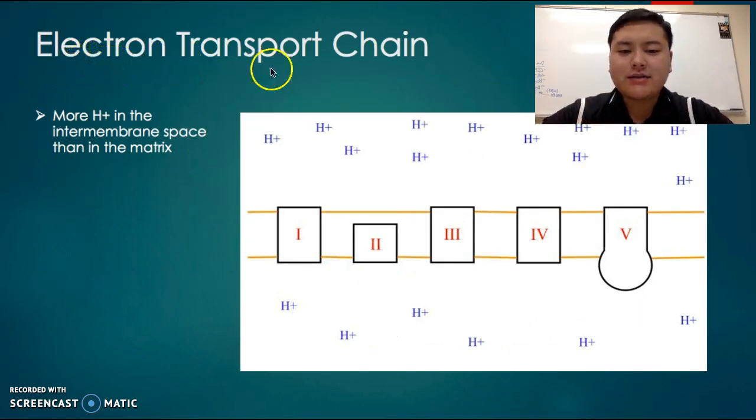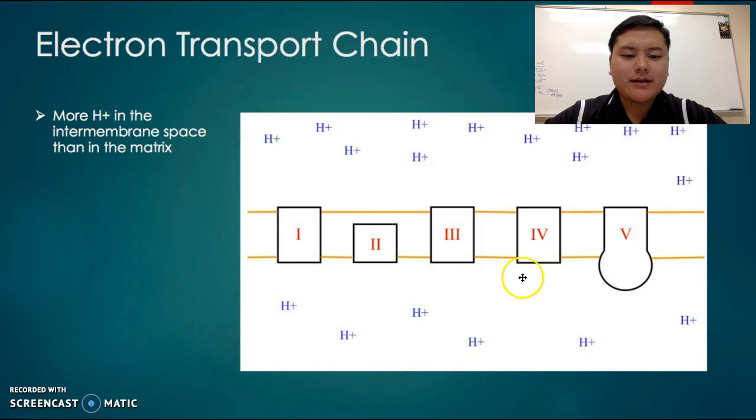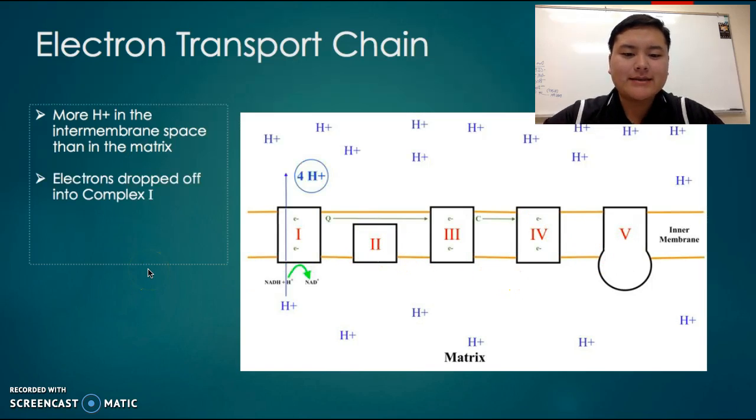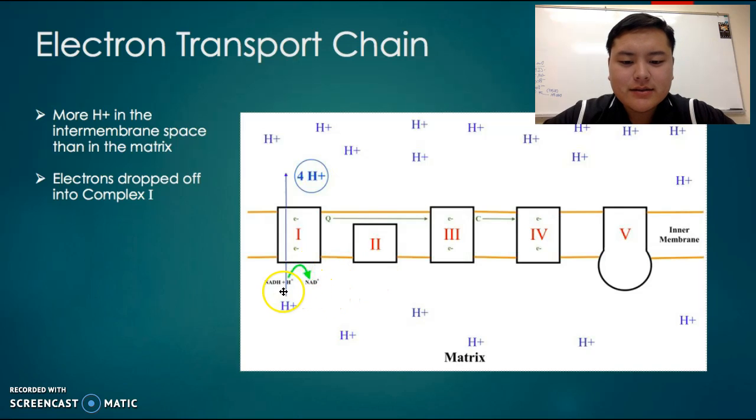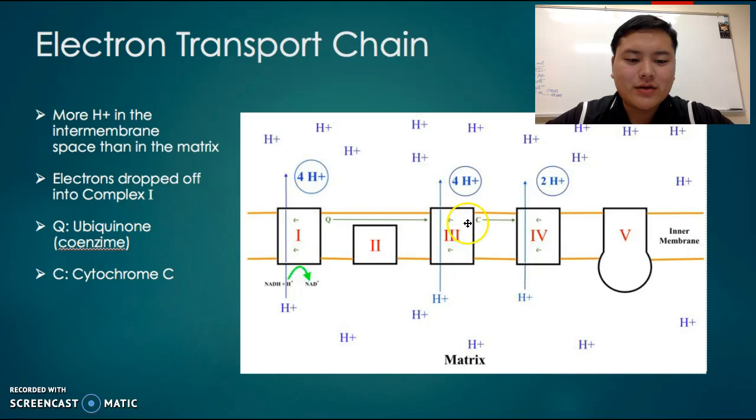Looking at the electron transport chain, you see all these hydrogens, you see 5 complexes. Starting off with NADH, NADH gets broken down into NAD, and then electrons are released into complex 1. At that point, this allows 4 hydrogens to come in from the matrix into the intermembrane space. To continue that, these electrons want to go down the chain. This Q right here stands for ubiquinone, and that is a coenzyme that carries the electron all the way down into the 3rd complex.